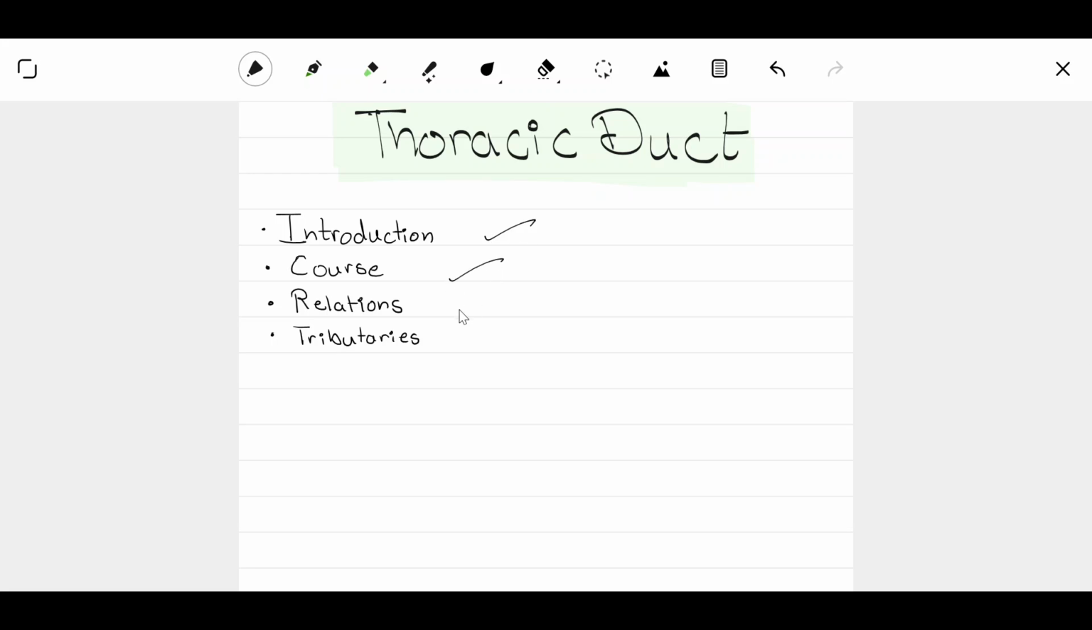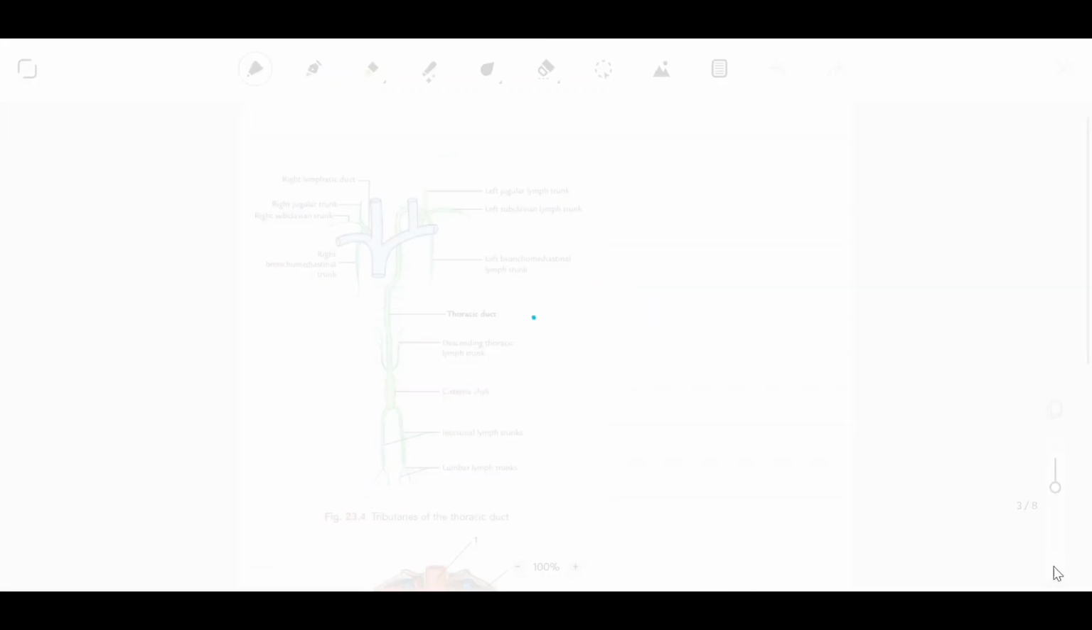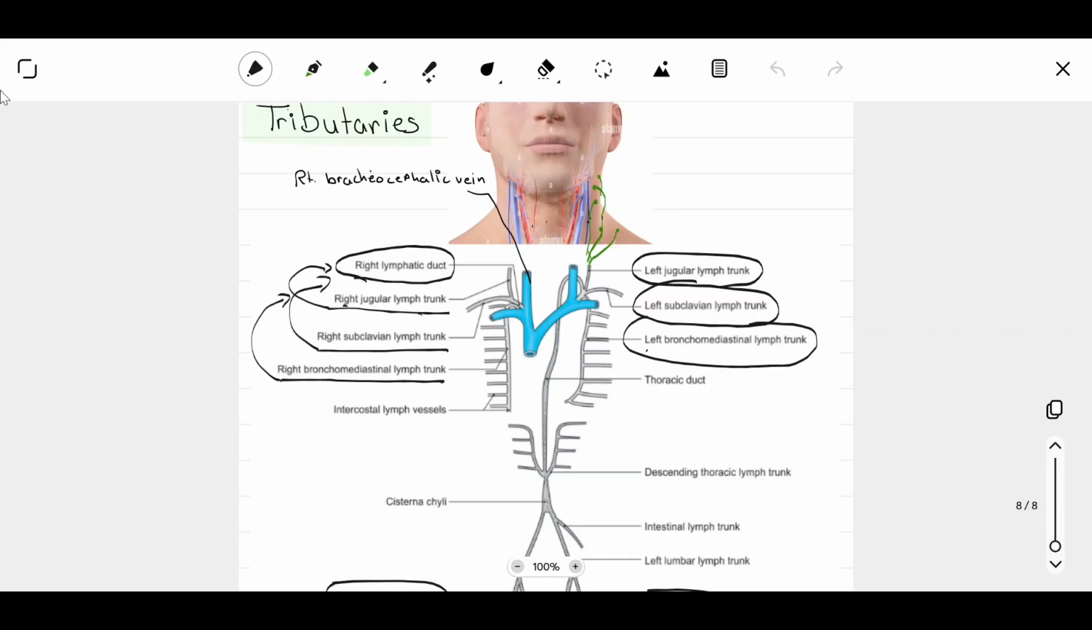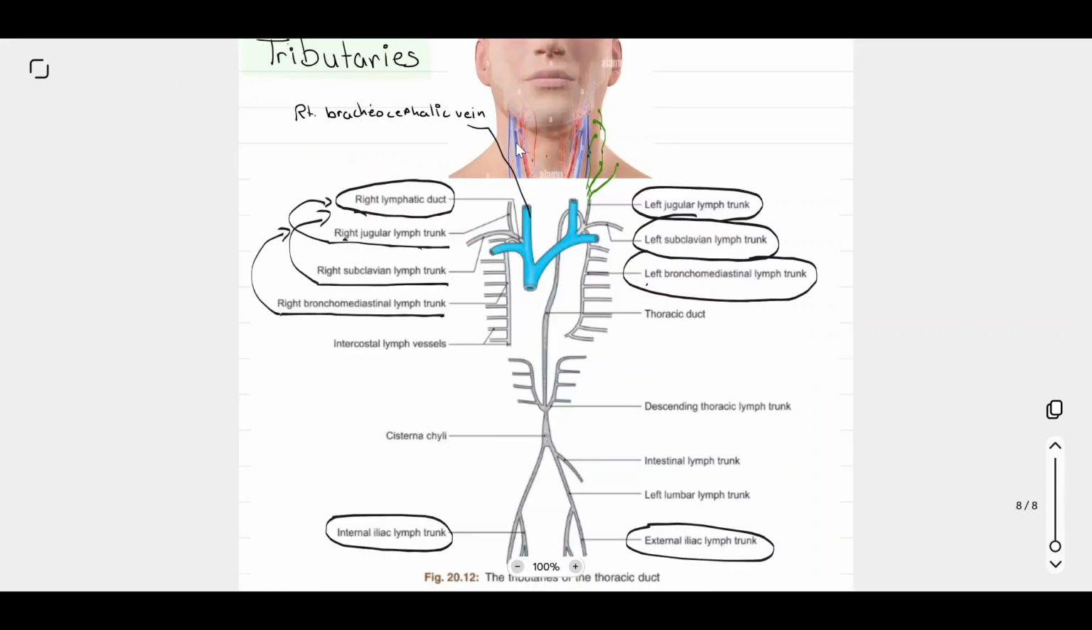Done with the introduction, course, relation, and in the last we will be covering its tributaries. So as I've shown you earlier, this diagram for your orientation, these are tributaries. So mainly we have three branches in the left side in the thorax region and three branches in the right side. So one by one covering. First branch is our left jugular lymph trunk, which is formed by the vessels of lymph node draining the neck. So these I have drawn the green color lymph node and their vessels just to orient you from where it is draining. So left jugular lymph trunk is draining from the neck.